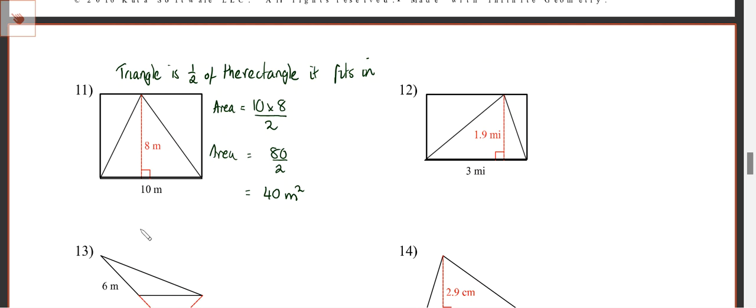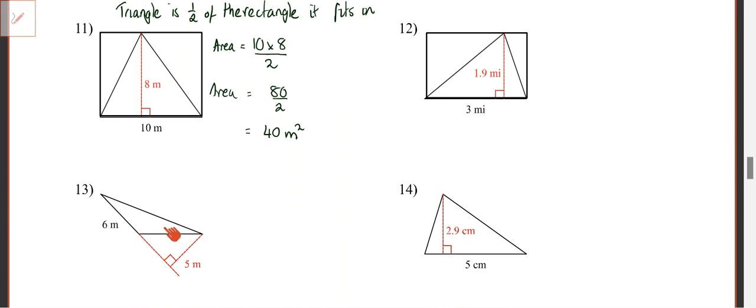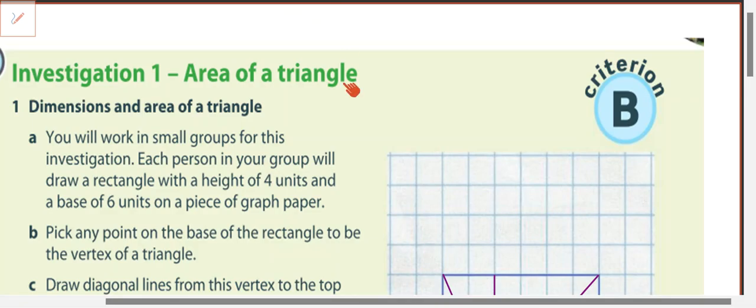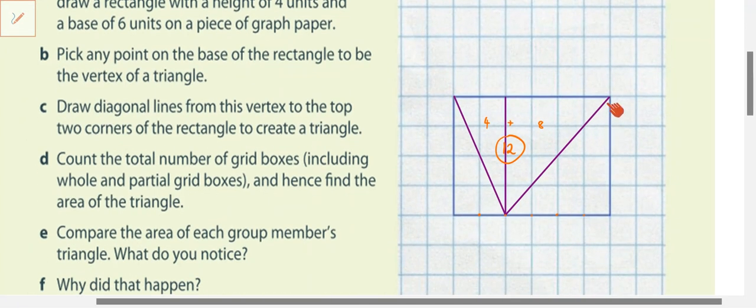Now it starts getting a little bit more tricky to think about, like when it's like this. Wait, how's it half? Well, that's what we were just doing on this piece of work. We noticed that the whole rectangle is 24, but the triangle was only 12. And Skyler said he thinks it's always going to be half. And he's correct. The area of the triangle will be half the rectangle that fits inside.